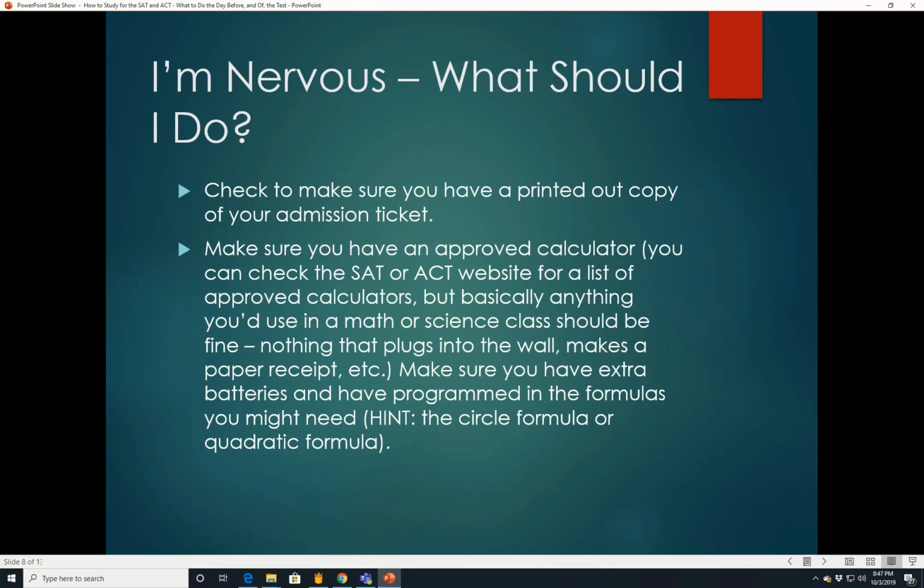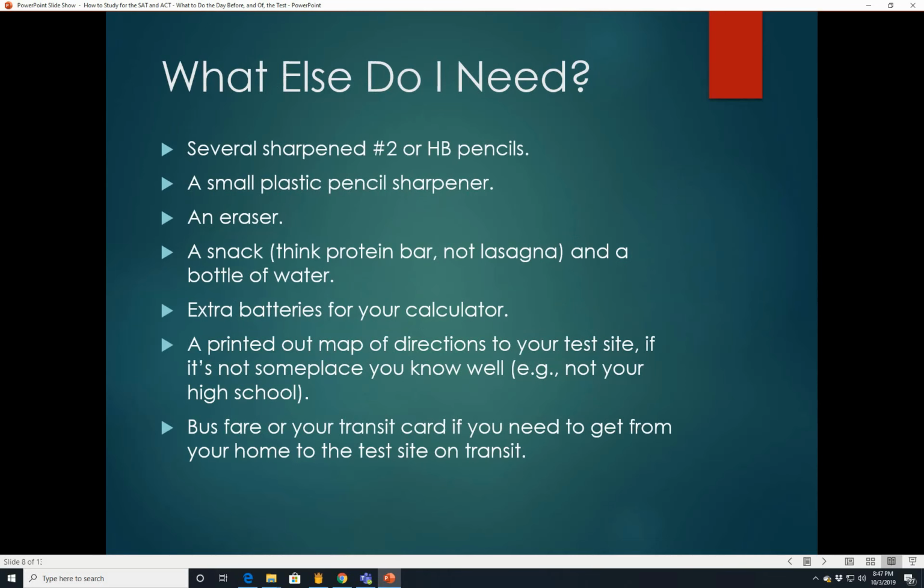And make sure you have extra batteries and have programmed in the formulas that you might need, such as the circle formula or quadratic formula. So if you have a graphing calculator that you can program formulas into, it's a good idea. It's not against the rules.